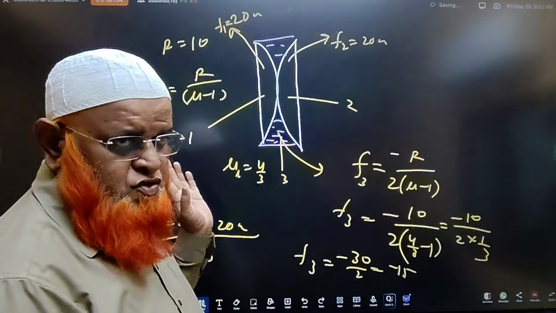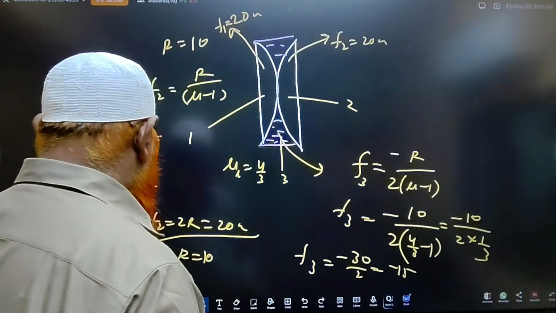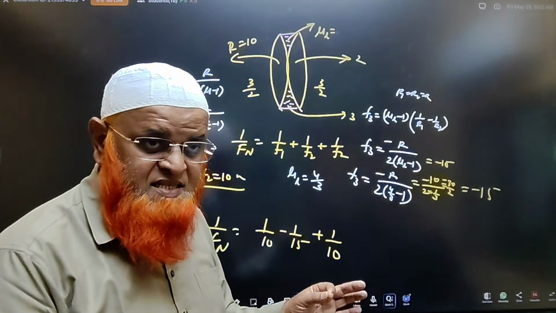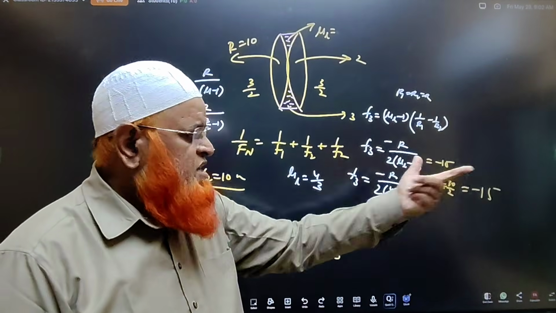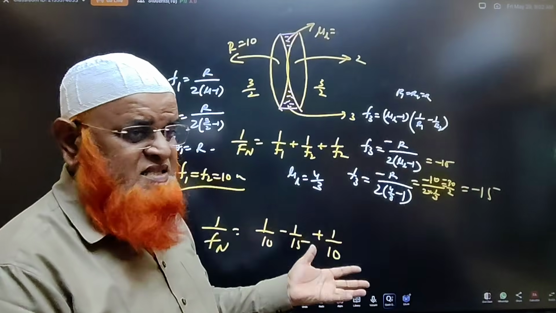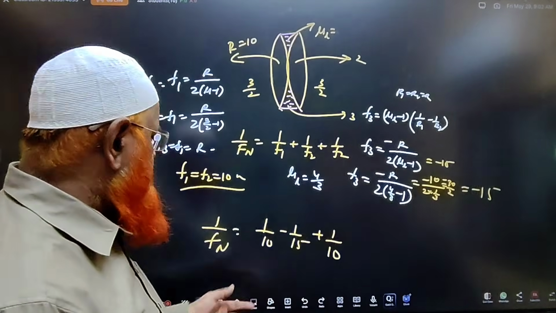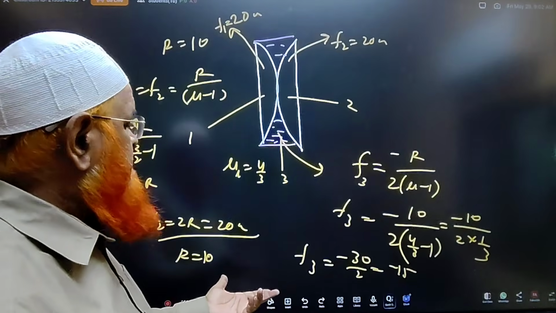Next time, will you do the same process? Never do. You understood very clearly that for glass, the focal length is equal to the radius of curvature. For water, the focal length is equal to minus 15, for the equiconcave lens. What I am saying, so simple it is. And the formula is not going to change here. The same formula will apply.